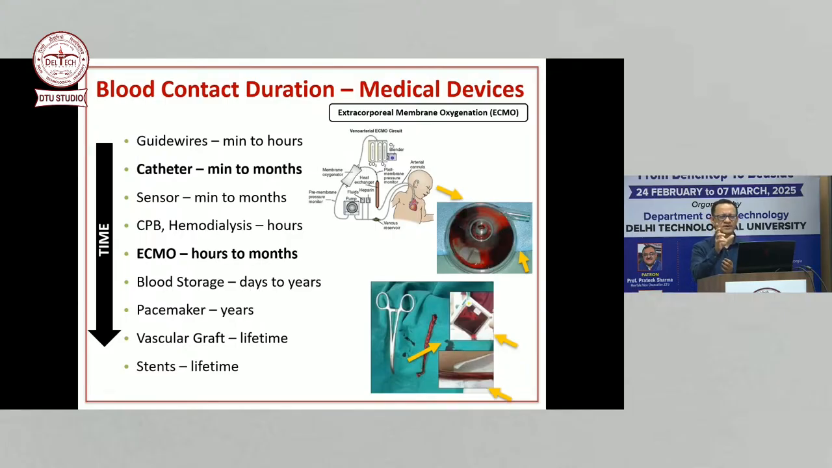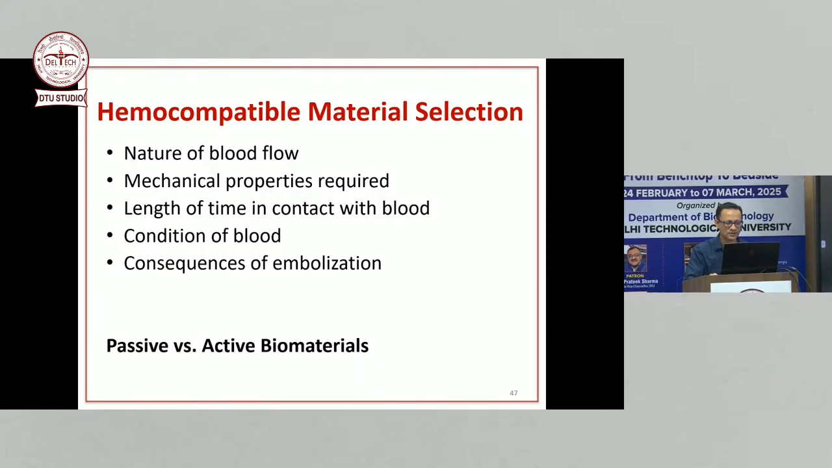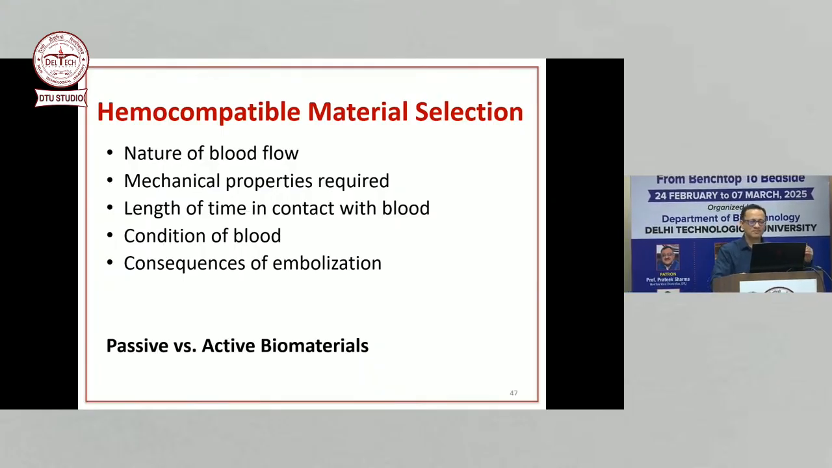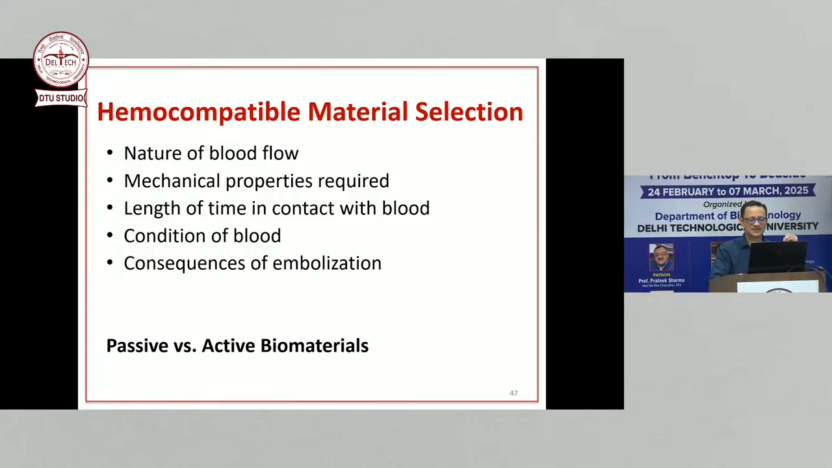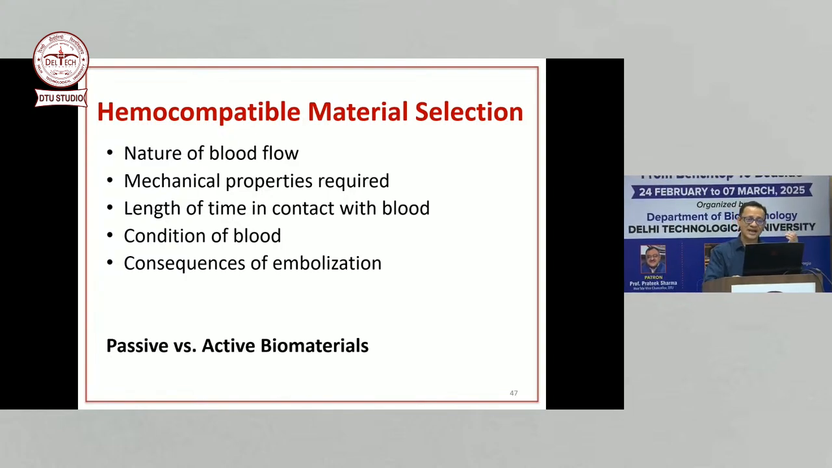I think some percent, very small, 5% or less of patients are allergic to heparin also, and it can cause heparin induced thrombocytopenia or HIT. That's why we want to design new materials, new surfaces that can prevent all this from happening. Blood flow, conditions of blood, length of time, mechanical properties, all that needs to be considered when you are designing a surface. Active materials or passive materials, active or passive coatings, that's what we need to think about also.